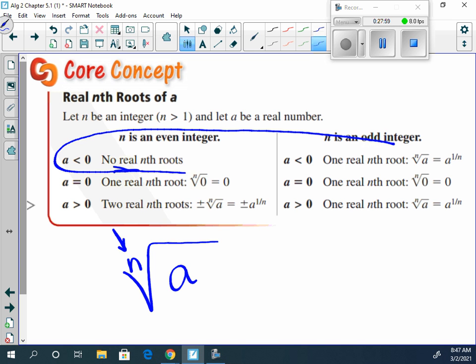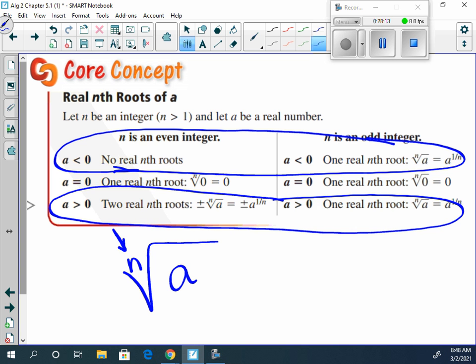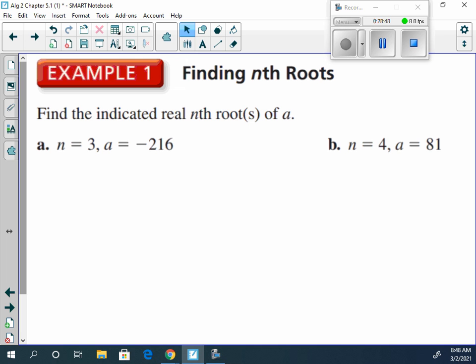So the only one that's really different is this here. We can take the odd root of a negative number. We cannot take the even root of a negative number. And here, if we take the even root of a positive number, we have this plus or minus, whatever it is. And if we take the odd root of a positive number, we only have 1. So if we take the odd root of any number, we're going to have how many solutions? 1. If it is even, we either have no real roots, 1 real root, or 2. That's kind of how this works, okay?